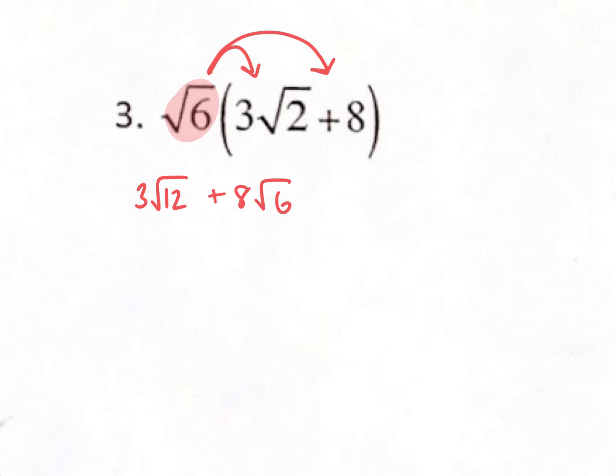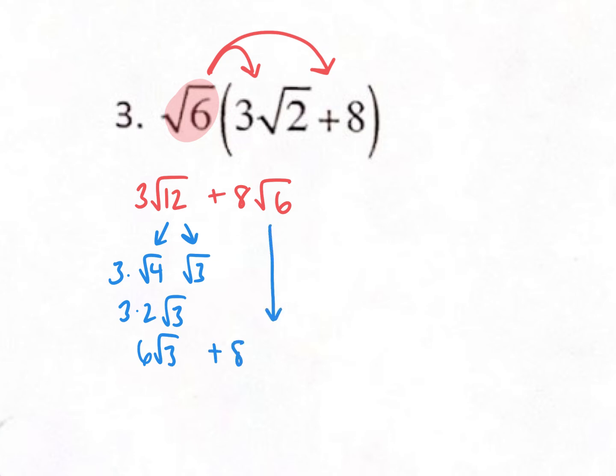Now after you've distributed, you do still need to simplify. Check your square roots and see, can I simplify either one of them? Well, in this case we can simplify the square root of 12. If I simplify the square root of 12, the biggest perfect square that goes in is 4. So I still have that 3 out in front, and when I simplify this, I get 3 times 2 square root of 3, which is 6 square root of 3. Then I can look at 8 square root of 6. I cannot simplify that, so I'm just going to bring that straight down. So I get 6 square root of 3 plus 8 square root of 6 for your final answer.